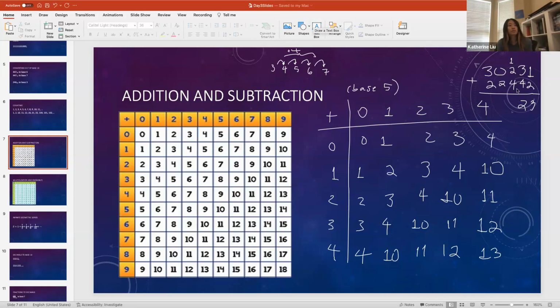And then we do 1 plus 2 plus 4, and this is going to give us 7 again, which is equal to 12. So we're going to write down the 2 and carry the 1. And then 1 plus 0 plus 2 equals 3. And 3 plus 2 is 10. So our answer for 3, 0, 2, 3, 1 base 5 plus 2, 2, 4, 4, 2 base 5 is 1, 0, 3, 2, 2, 3 base 5. And we didn't even have to do any gross conversion at all. Does that make sense to everyone?